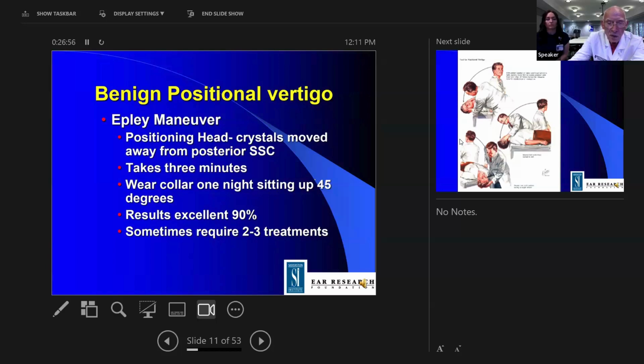Then we have the patients roll over and look down for another minute. The results are excellent, and sometimes it takes 2 or 3 of these Epley maneuvers to get the crystals organized and stop causing the dizzy spells. But it's interesting that even after you do this, the patient can have unsteadiness or a feeling of imbalance for a month or so after the positional vertigo and not be perfectly cured.